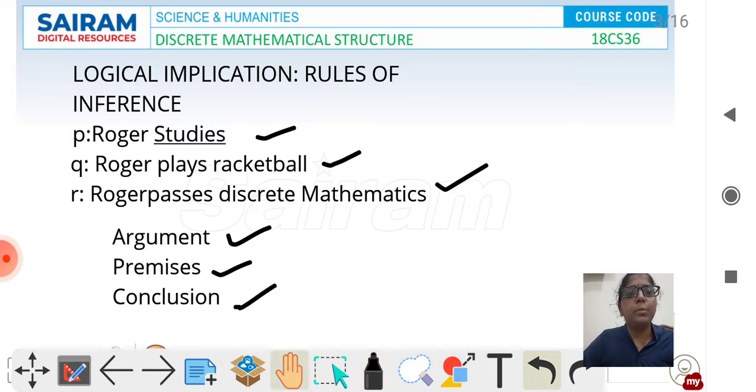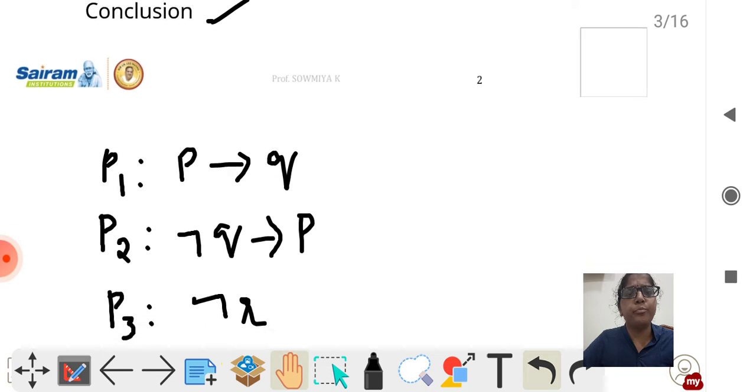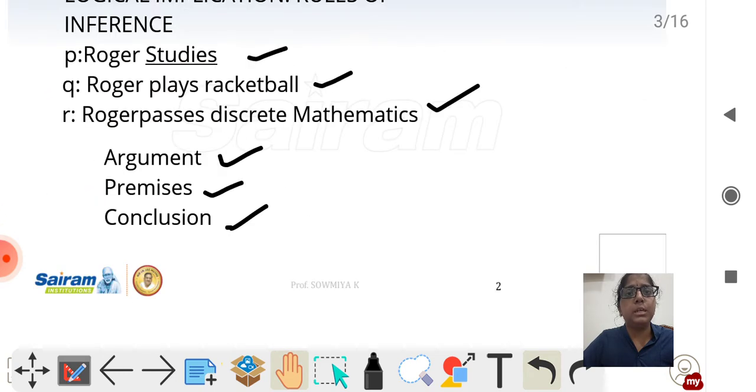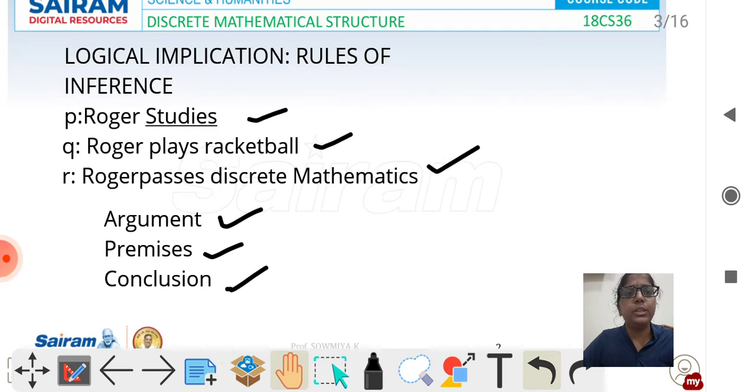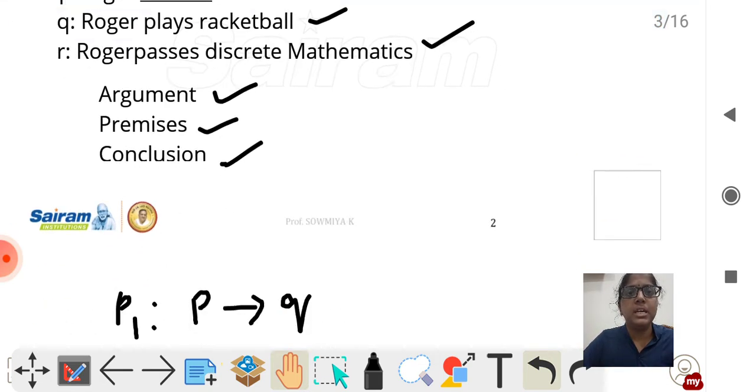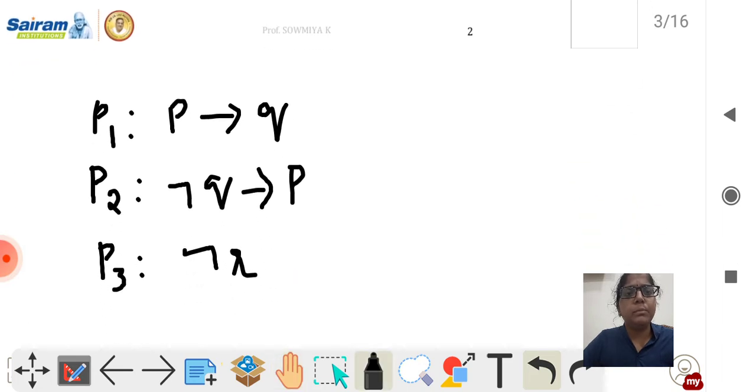So what are called premises? P is nothing but Roger studies. Q is Roger plays racquetball. R is Roger passes discrete mathematics, right? What are premises? Here we have three premises. P1 is nothing but P implies Q. That is, if Roger studies, then Roger plays racquetball.